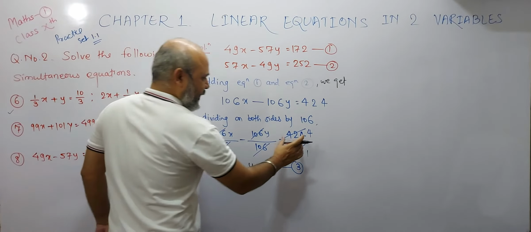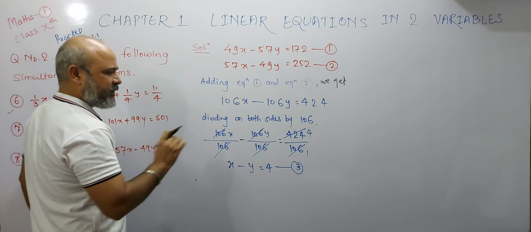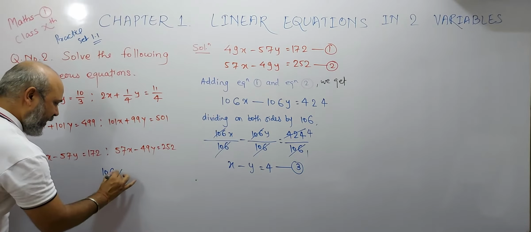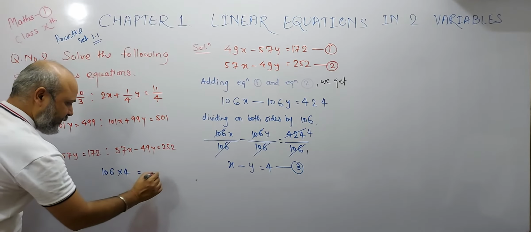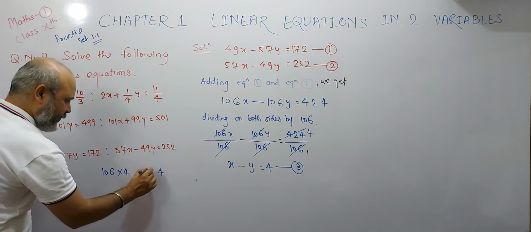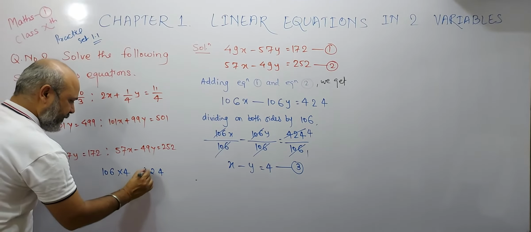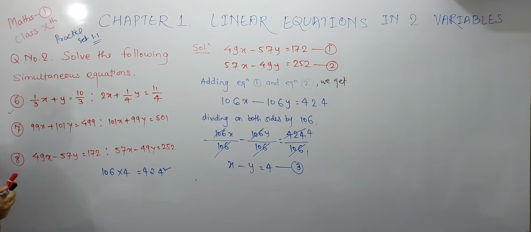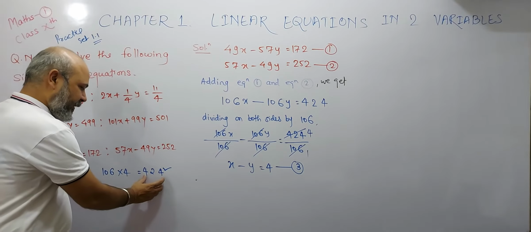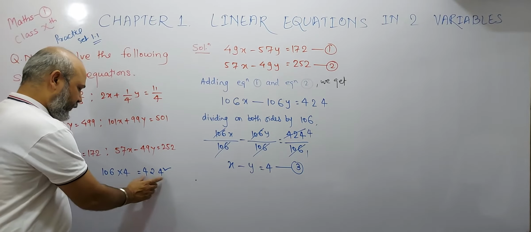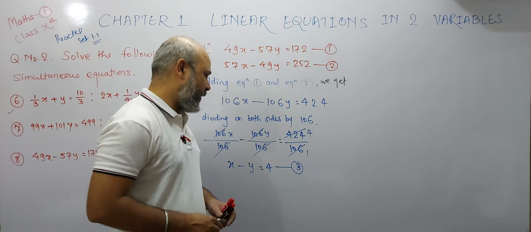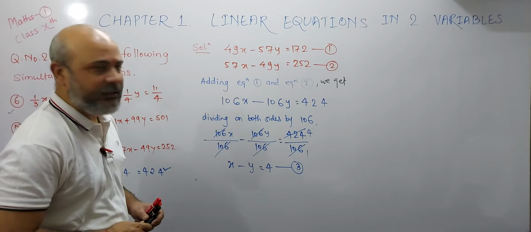Now how will you divide 424 by 106? Just write here 106 multiplied by 4. 4 sixes are 24, write 4 carry 2, write here 2, 0, 4 ones are 4. When you multiply 106 by 4, you get 424. It means that when you divide 424 by 106, your answer will be 4. So here x minus y is equal to 4. This is equation number 3.